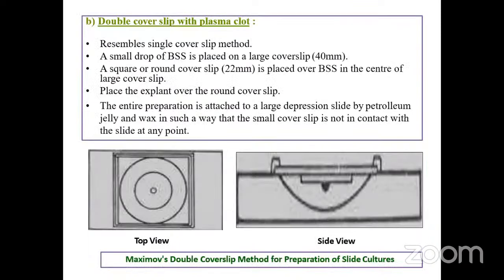And double cover slip with plasma clot is the same as the single cover slip method, where a small drop of balanced salt solution is placed on the cover slip, and then a square or round cover slip is placed on this balanced salt solution, and the explant is placed over it, and again another cover slip is added. The entire preparation is attached to a depression slide by petroleum jelly, and that should be cultured.